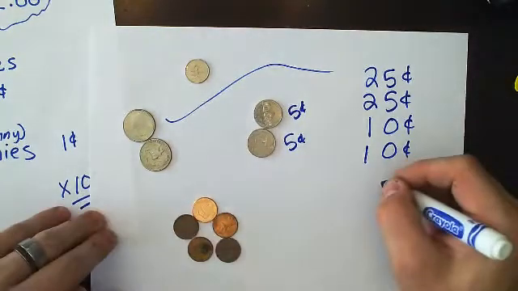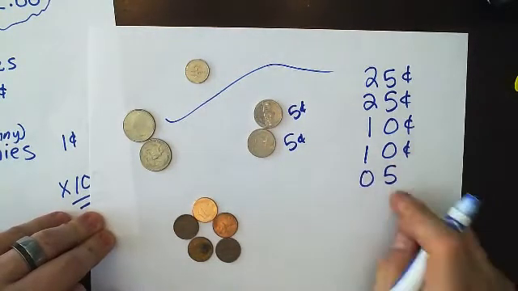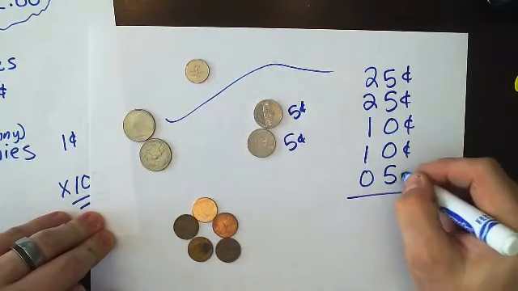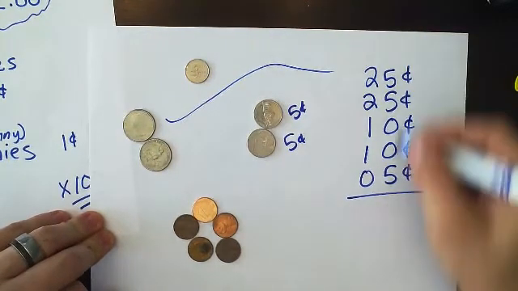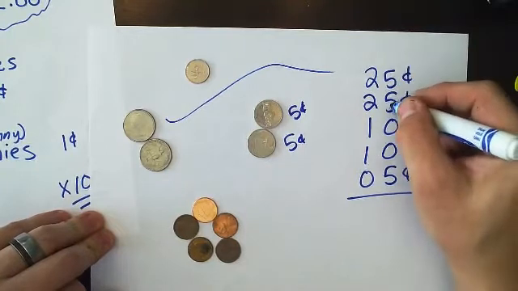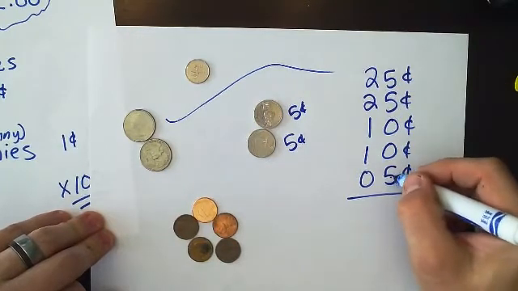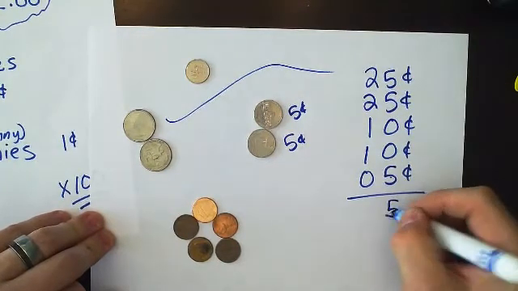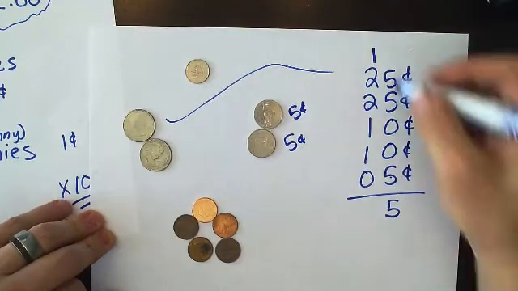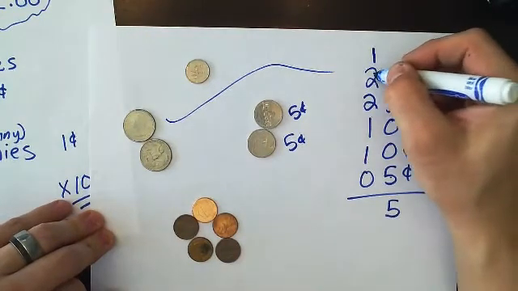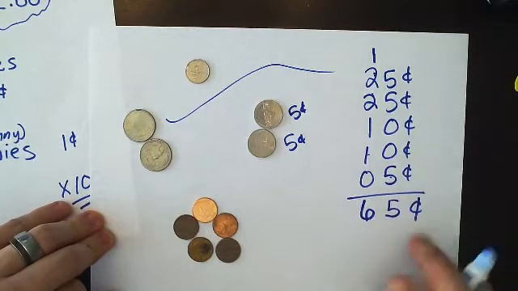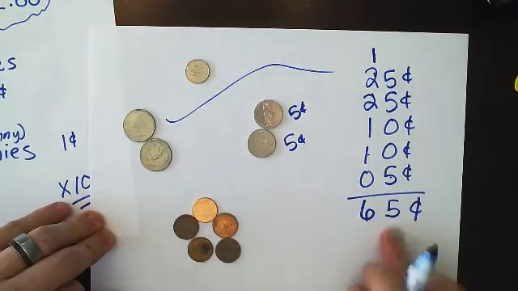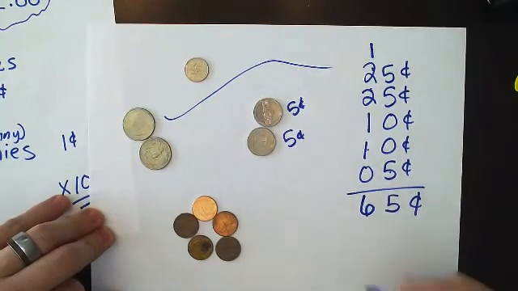Now my pennies, I have 1, 2, 3, 4, 5. So if it's a single digit, we write it with a 0, 5 cents. And when we add, 5 plus 5 is 10, 11, 12, 13, 14, 15. Carry my 1, 1, 2, 3, 4, 5, 6. So right here I have 65 cents.